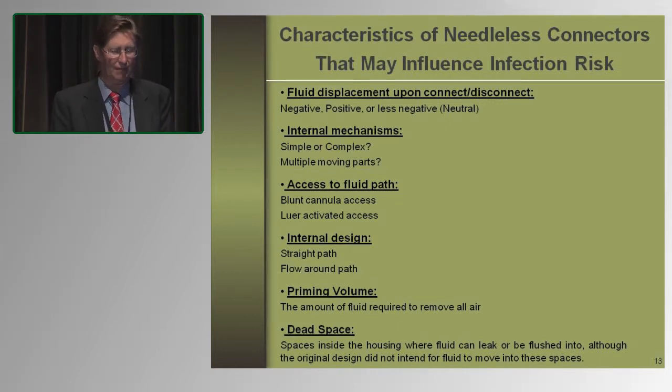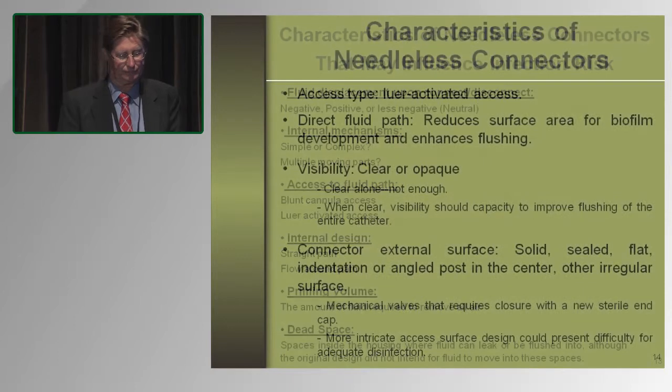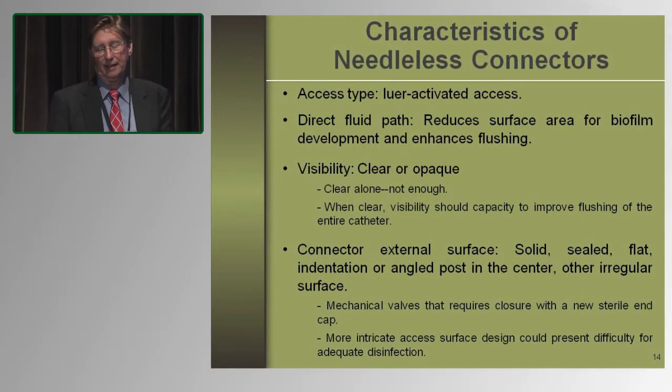The priming volume, or the amount of fluid required to remove the air, and the dead space, are spaces inside the housing where fluid can leak when it's flushed, although the original design was that the fluid would not be able to escape to those areas. Access type is primarily now luer-activated access. A direct fluid path is critical because it reduces the surface area where biofilm can develop, and it enhances the likelihood that flushing is done correctly.